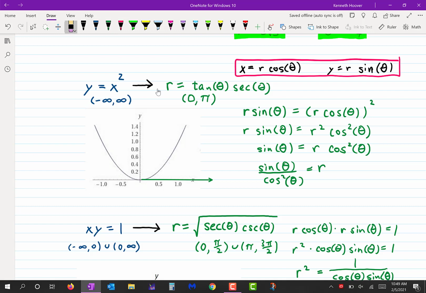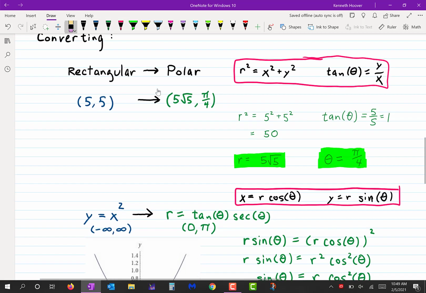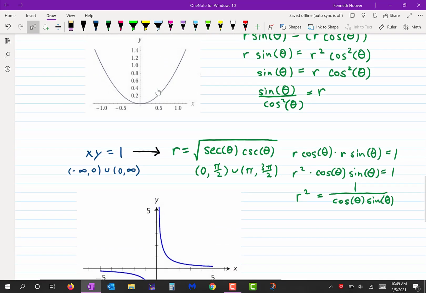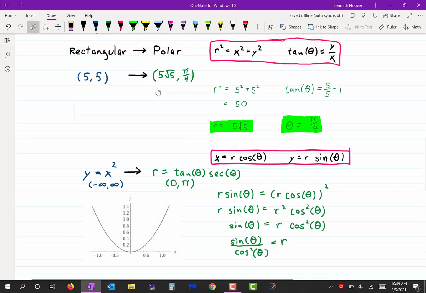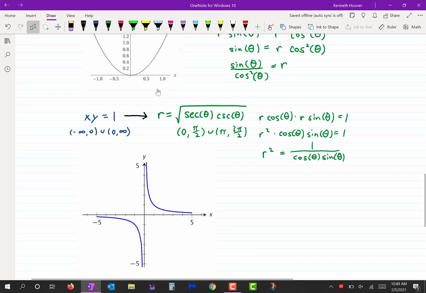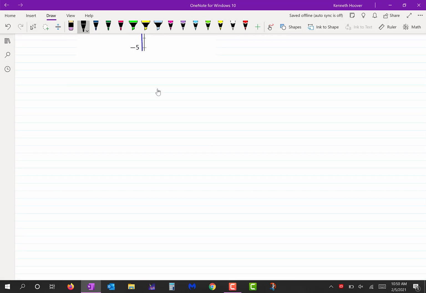Okay? So that's a lot of practice there, converting from rectangular to polar. We converted a point, and then we converted two equations, and we used those equations in the red boxes to help us. Okay, let's practice converting from polar to rectangular. Now for points, that's very easy. We just use the same equations from those red boxes.